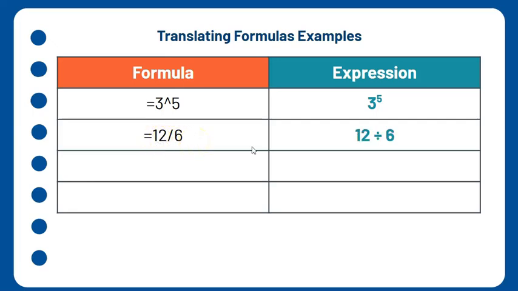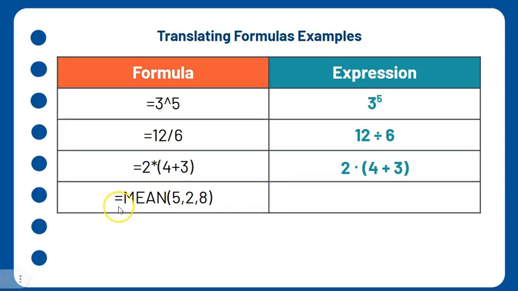This expression can be written a few ways. One way is using a division sign, 12 divided by 6. The third formula is equals 2 asterisk parentheses 4 plus 3 parentheses. This is the same as 2 times parentheses 4 plus 3 parentheses. The parentheses tell us to add the 4 and the 3 before multiplying by the 2.